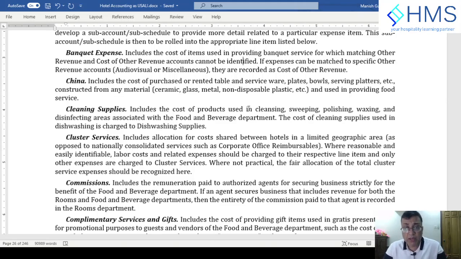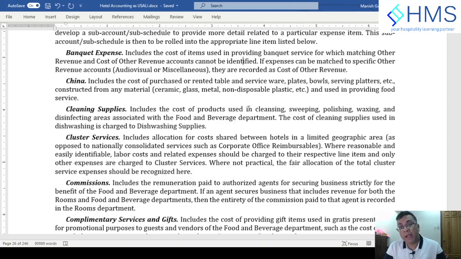Then you have the cluster services. Cluster services means, let's say there are two hotels in one geography, two hotels in New Delhi, or two hotels in New York, of the same company, and those amounts are charged to that particular hotel. Let's say you are doing a photo shoot in Delhi, so all the hotels in Delhi as a cluster will be charged to the cluster services.